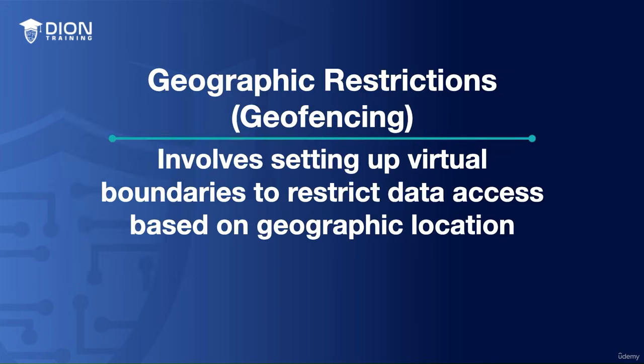First, geographic restrictions. Geographic restrictions, also known as geofencing, involve setting up virtual boundaries to restrict data access based on the geographic location. This method can help organizations comply with data sovereignty laws and prevent unauthorized access from high-risk locations. For example, if all my employees are located within the Americas, I can simply ban any login requests originating from Asia or Africa, as my users can never be logging in from those locations.